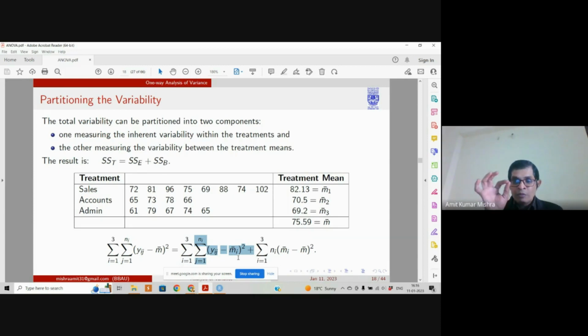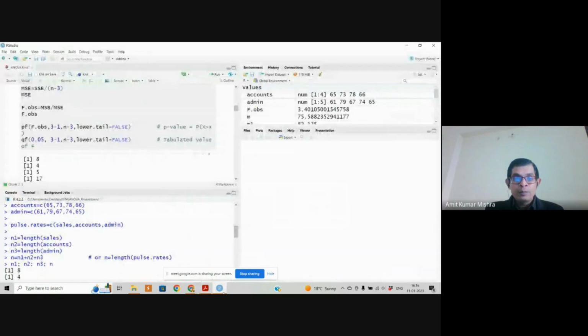If you remember the formula, (xi minus x bar) whole square, if you take the sum and multiply by 1 upon n minus 1, you will get the sample variance. Okay. So if I divide this quantity by ni minus 1, because there are ni observations, I will get the sample variance for the sales department, accounts department and admin department separately. So that's what I am doing in our programming.